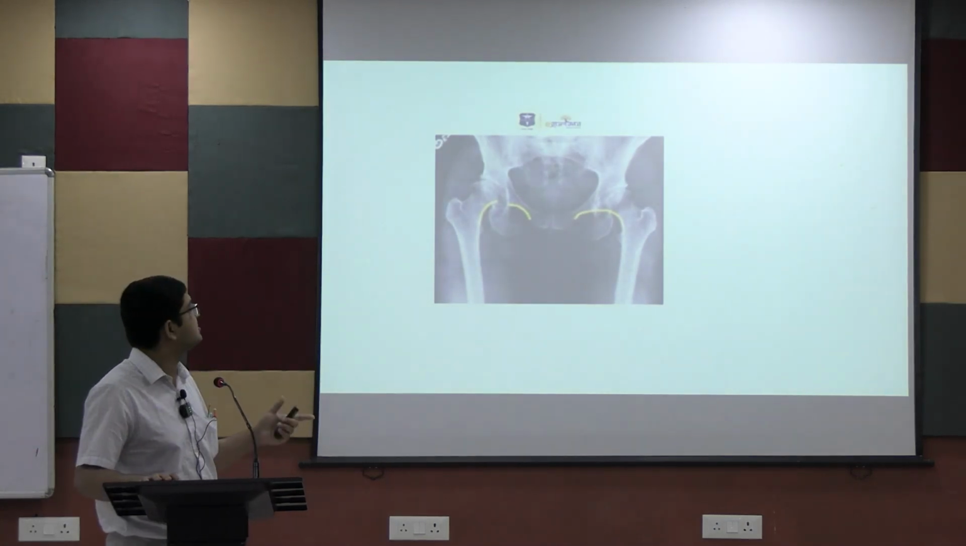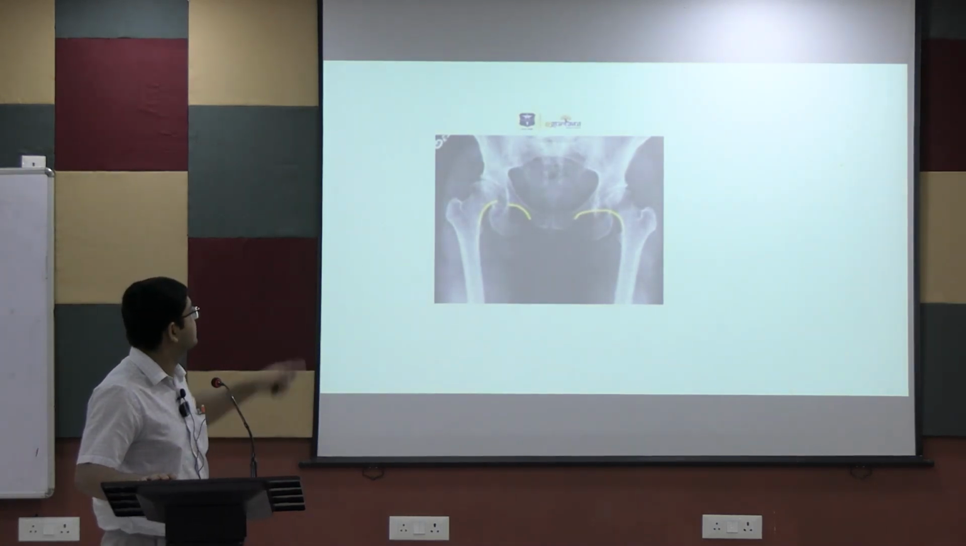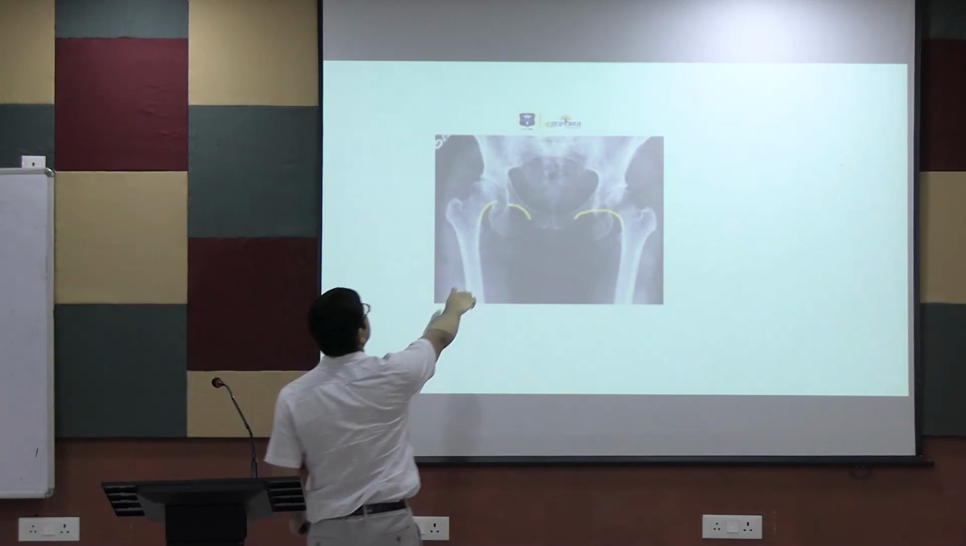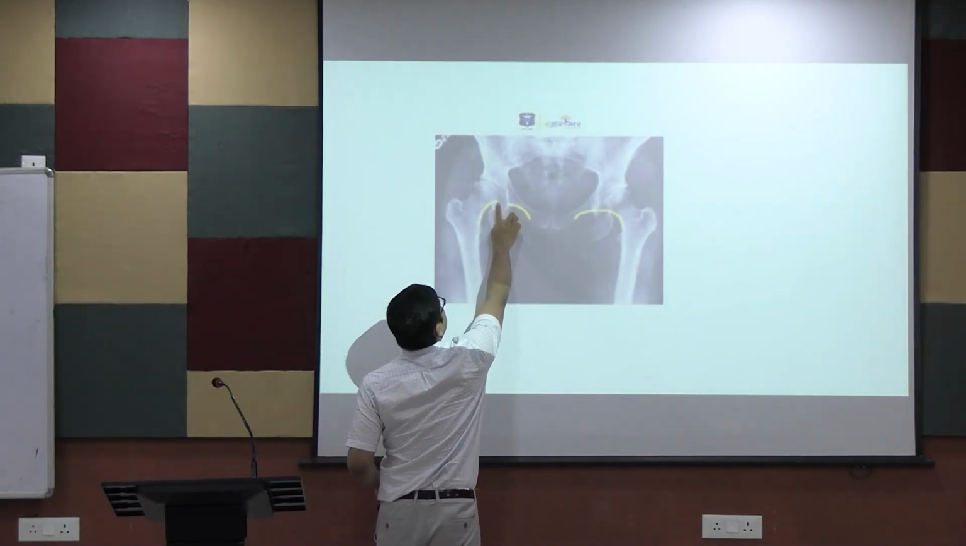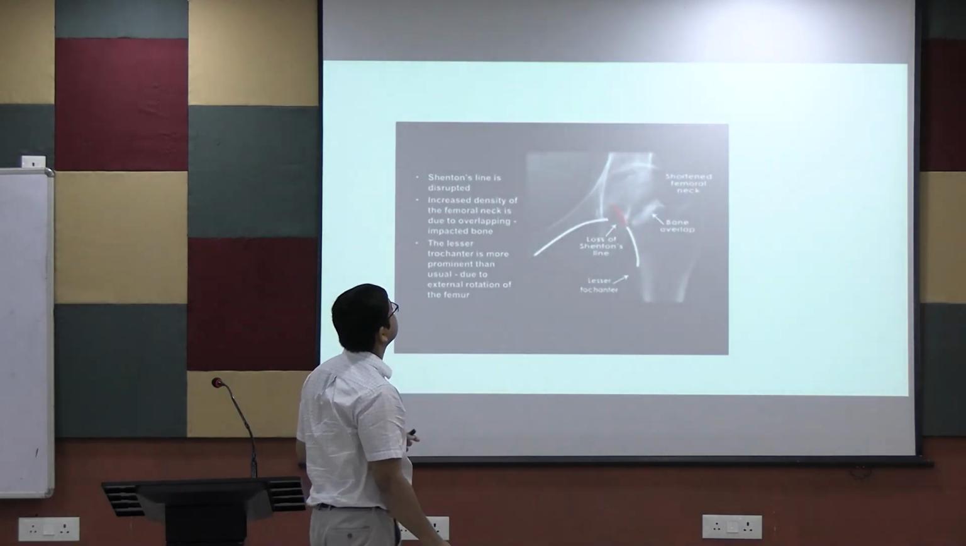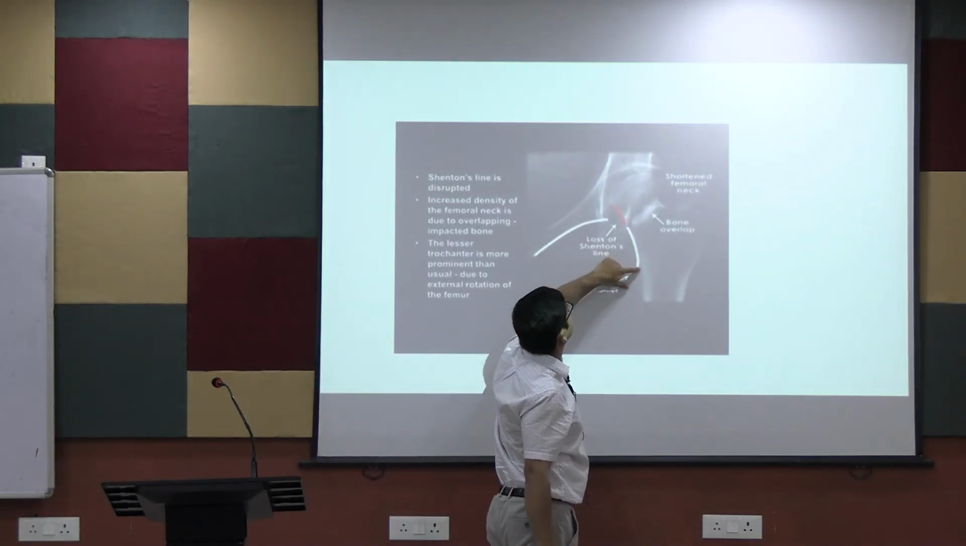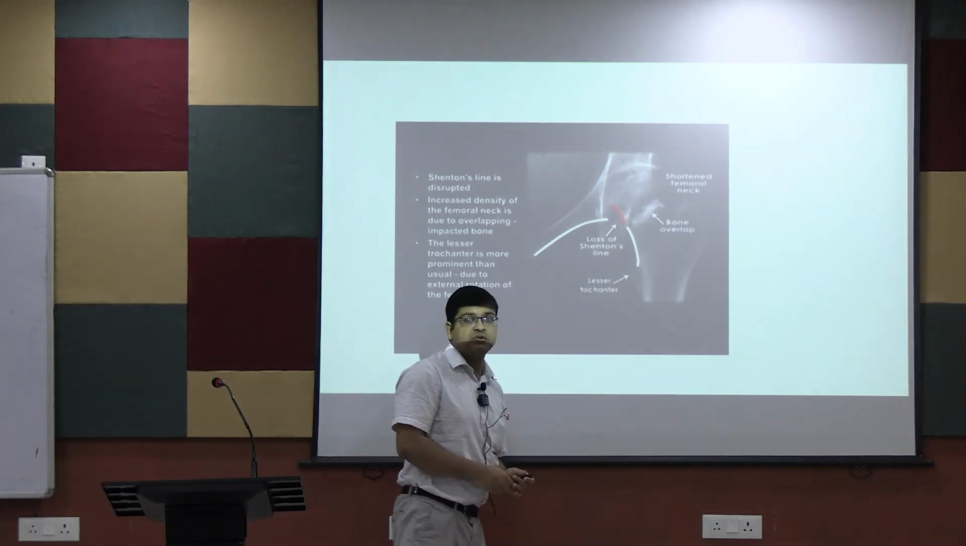Now see how the Shenton's line is broken. It is shown in the picture. So here the Shenton's line is broken, and this is neck of femur fracture. Here is the fracture, and here the line is also broken or interrupted.